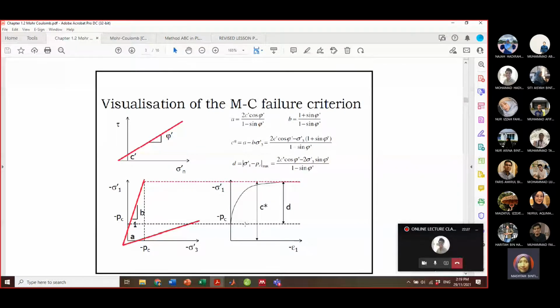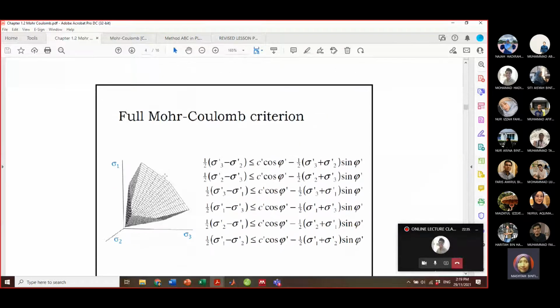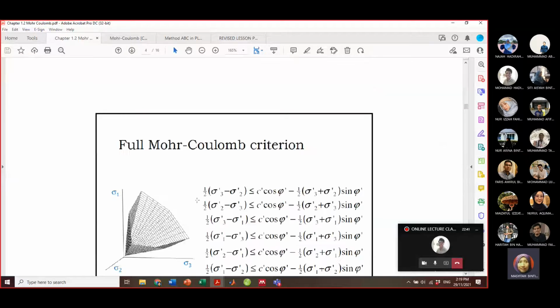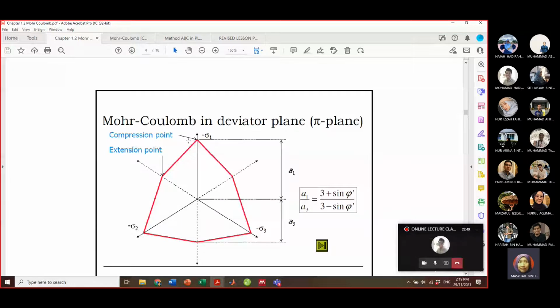Okay, same goes here. This is for the conditions of the full Mohr-Coulomb criterion. At the first slide just now, the yield criterion. So when you look at this Mohr-Coulomb in the deviatoric plane, you can see some sort of 1, 2, 3, 4, 5, 6, so a hexagonal shape. The hexagonal shape also represents the compression point, and then it also has the extension point.